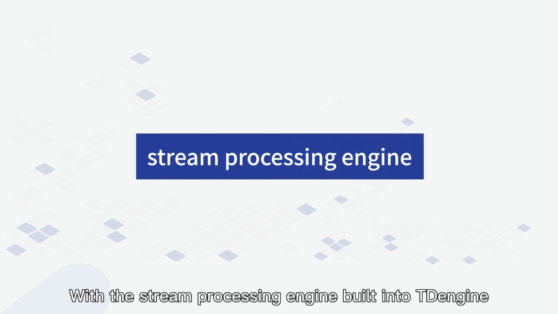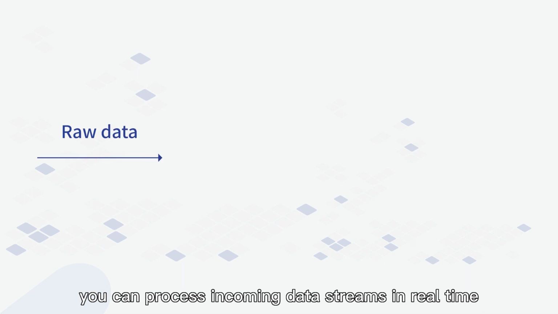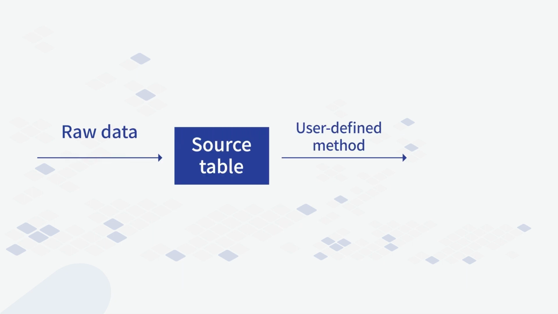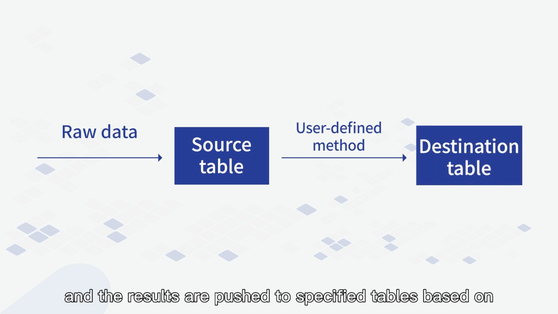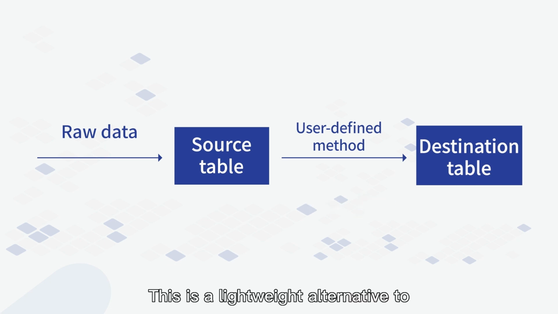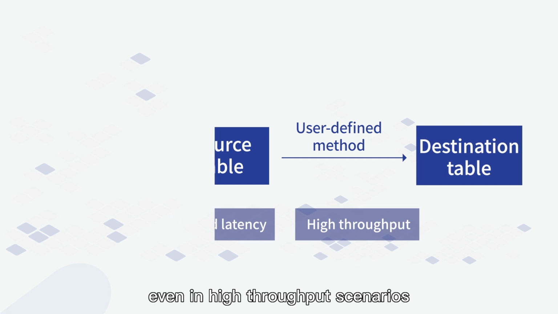With the stream processing engine built into TDengine, you can process incoming data streams in real time and define stream transformations in SQL. Incoming data is automatically processed. The results are pushed to specified tables based on triggering rules that you define. This is a lightweight alternative to complex processing engines that return computation results in milliseconds, even in high throughput scenarios.